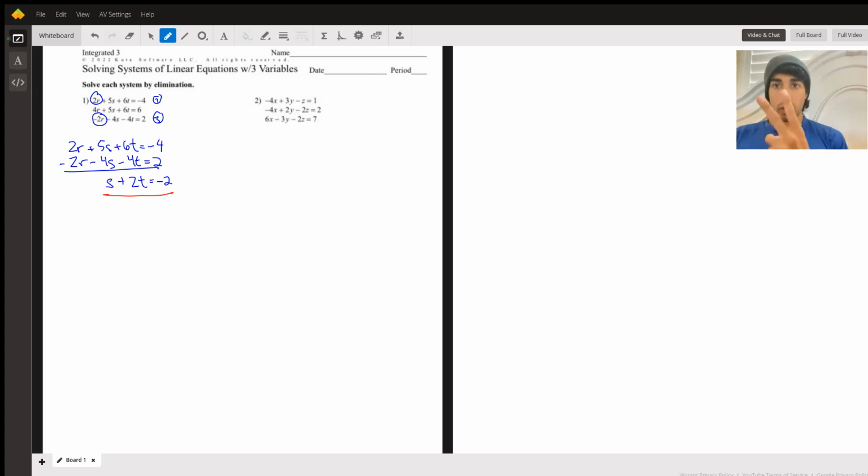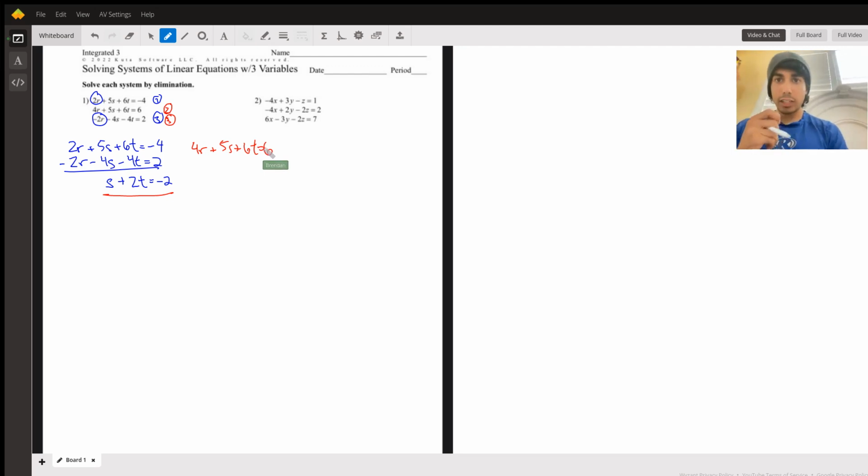Okay, so we need two equations with two variables each. So again, I eliminated r the first time, so I've got to eliminate r again. One thing that I notice is that if I look at equation 2 and equation 3, I'm going to rewrite those over here and see what we can do. So equation 2, we've got 4r plus 5s plus 6t equals 6.